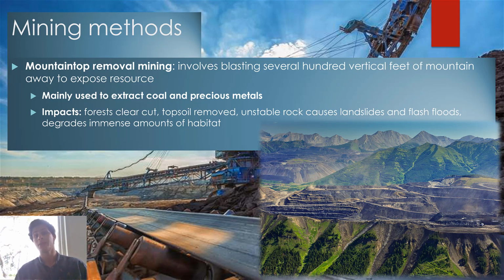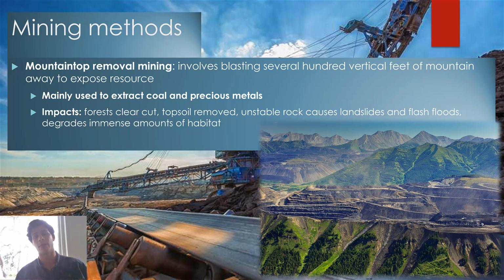So not only do we no longer have the ecosystem, we no longer even have the landscape that ecosystem was on. Unstable rock as a result of mountaintop removal causes landslides and flash floods that destroy nearby ecosystems. So the area of impact is just immense, and it degrades huge amounts of habitat.